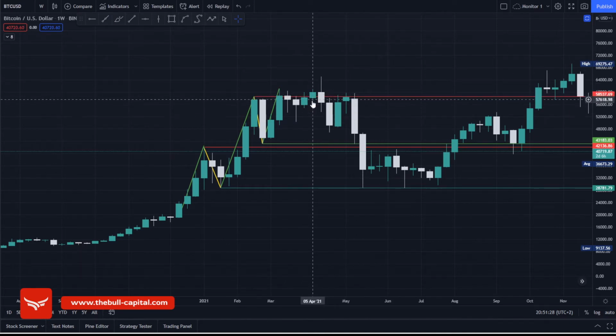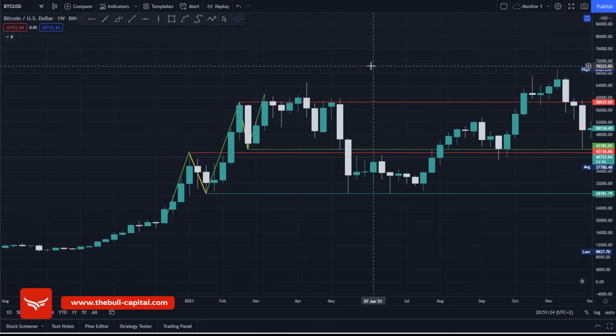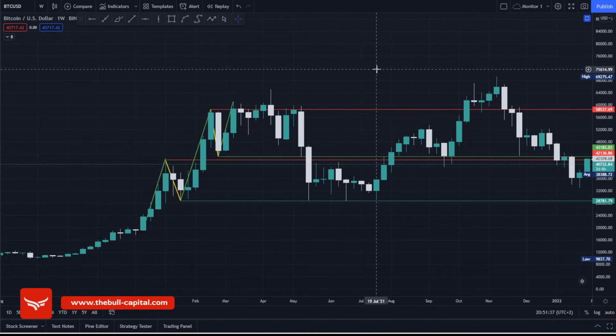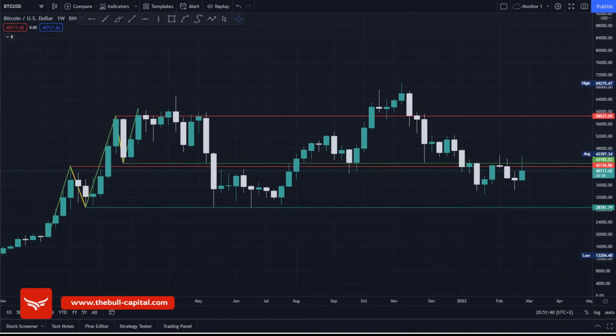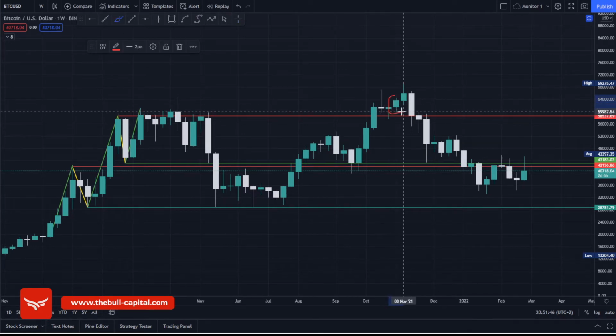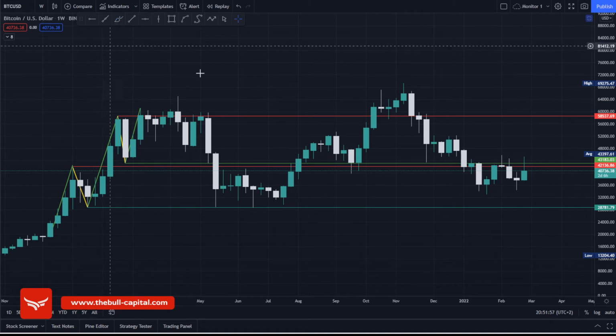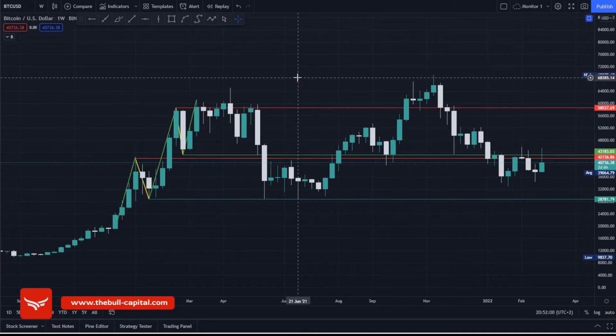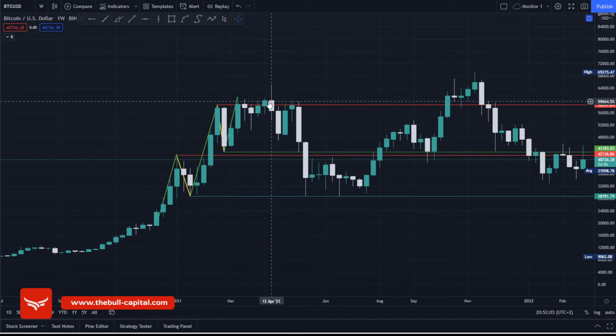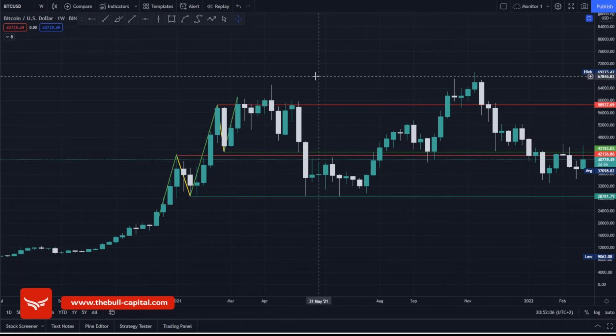So for example, this one closed around half, also this one, so it needs to close above the level. For example, this one here has closed above the level, and almost also this one. So this is like confirmation that it broke the resistance. Here none of these candles broke the resistance. The same applies for the support.